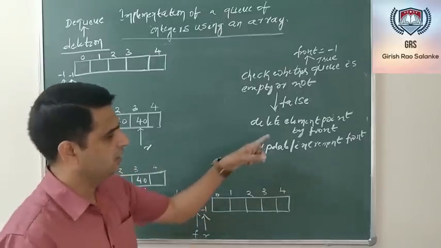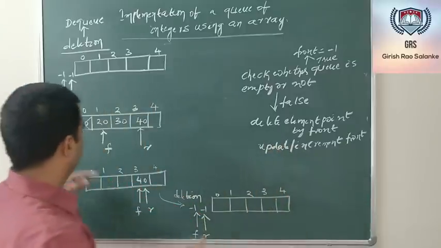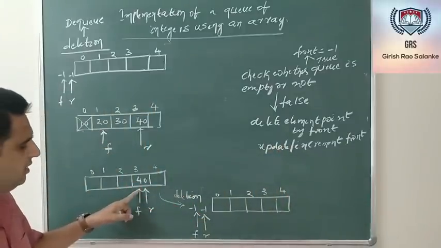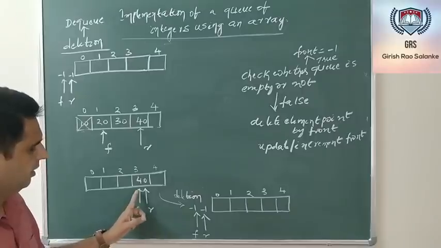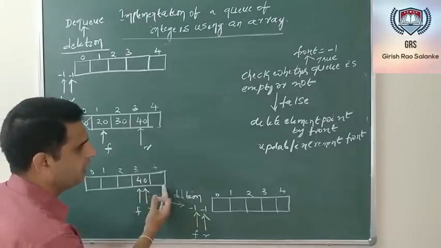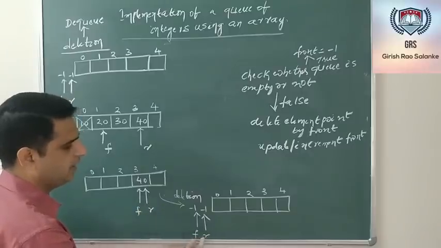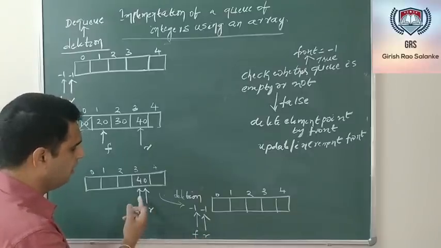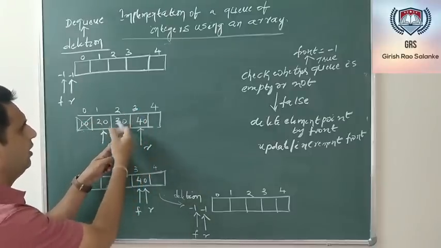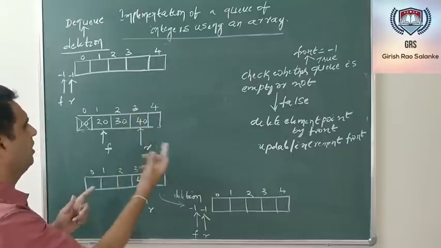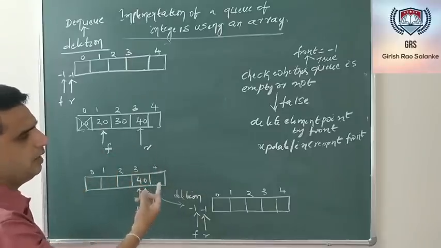So in this case, I will just add one more condition. First thing is delete the element pointed by front, whether it is in this case or in this case. But before incrementing front end, I need to check whether f and r are same. If f and r are same, I need to initialize f and r to their initial value. If not, if f is pointing to 1 and rear is pointing to 3, or f is pointing to 2 and rear is pointing to 3, or f is pointing to 1 and rear is pointing to 4, in that particular case, only front end should be updated.